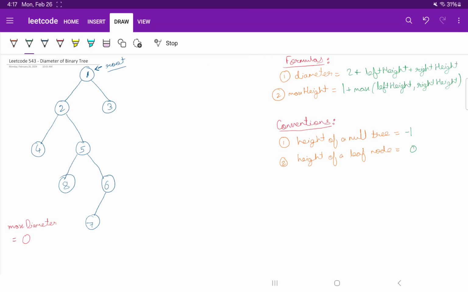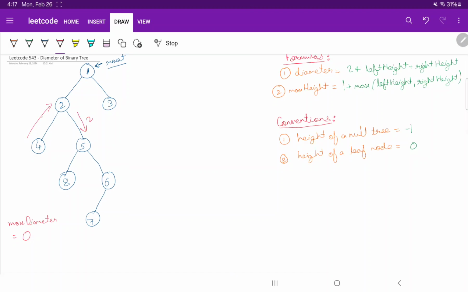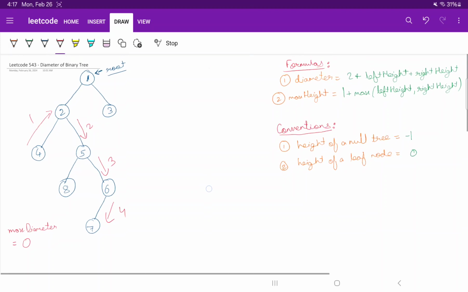So in the given scenario, what is the longest path? As we can see, the longest path is this, starting from node 4. This is one edge, this is second edge, this is third edge, this is fourth edge. Do you really think it's the longest path? Let's check the other path possible.